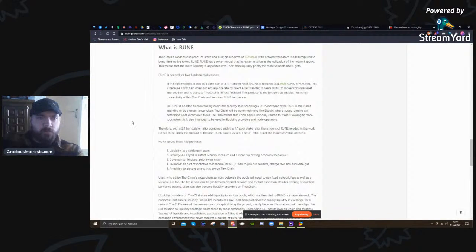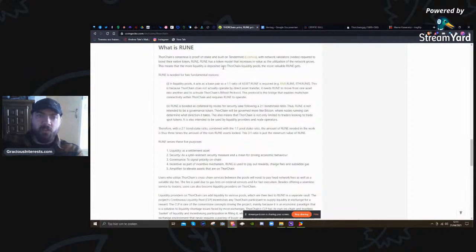Going back to the, I'm having trouble finding my words here. Sorry. So, what is RUNE? It is a proof of stake token, which is a solid choice when building a decentralized exchange built on Tendermint, Cosmos. Cosmos is a little bit like Ethereum, I know from experience, where you can build decentralized apps. It uses network validators, nodes required to bond their native token, RUNE. The token model increases in value as the utilization of the network grows.